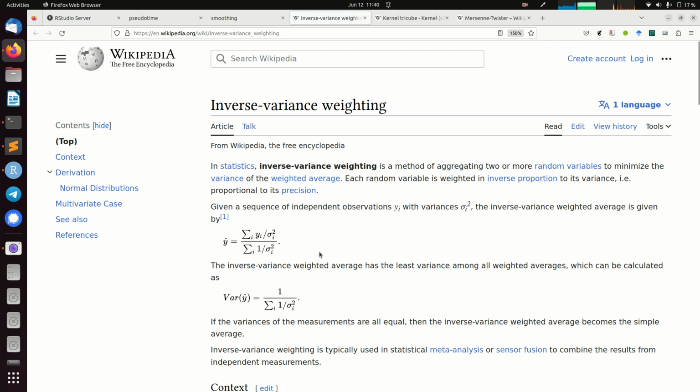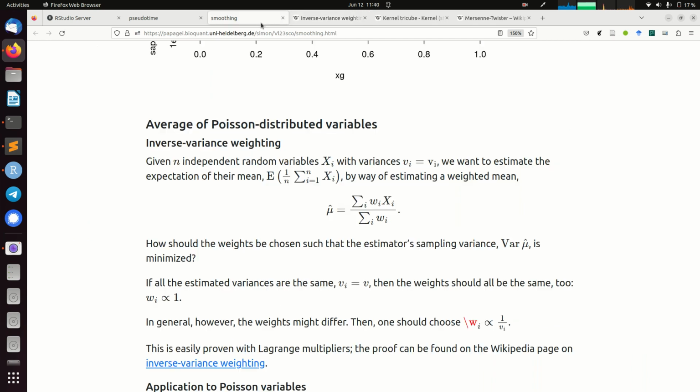Here is the issue that we have. I called it VI; Wikipedia writes sigma squared, because sigma is the standard deviation. And as you can see, what they now suggest is that you weight each thing with 1 over VI. And of course, you have to normalize your weighted mean by dividing by the sum. So this here is exactly the same as what I've written here, with the WIs being 1 over VI.